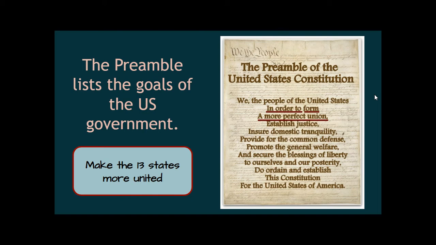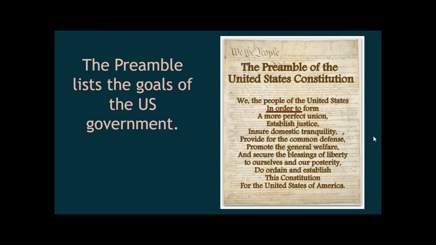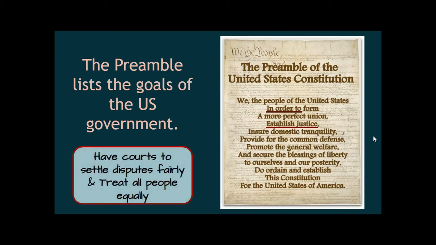Today we have 50, but when the Constitution was created, there were 13 states, and they had just been under a confederation where they were not very united. They were very separate and different. So one of the goals of this Constitution is to form a more perfect union or a more united country. Next, the goal is to establish justice. This is to have courts to settle disputes fairly and to treat all people equally. This is our second goal.